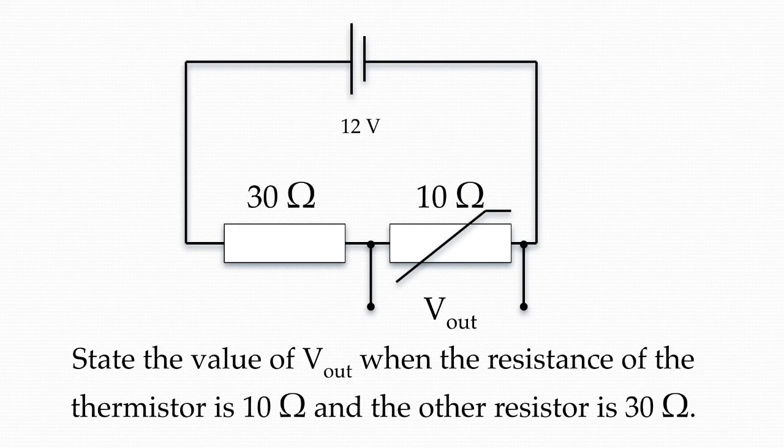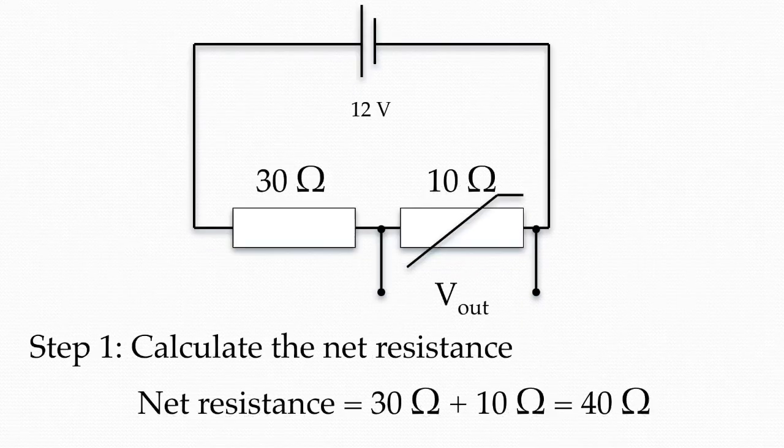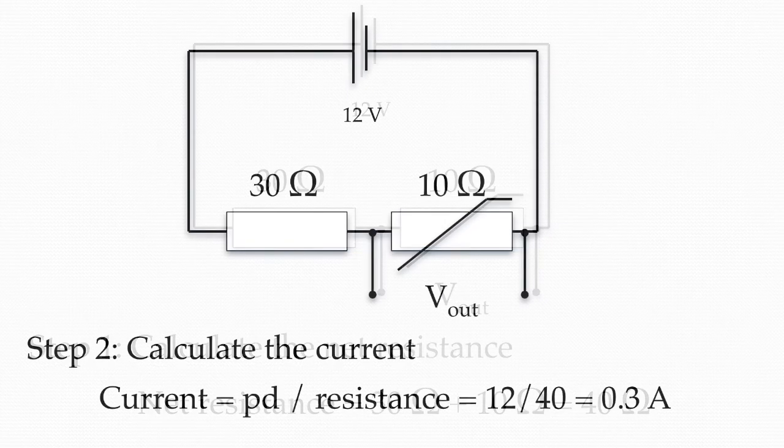In this question, you're asked to find V out when the resistance of the thermistor is only 10 ohms and the resistor is at 30 ohms. This is a problem that we could solve with ratios, but instead we're going to look at solving it through the equations. Our first step to solve this problem is to calculate the net resistance. For a series circuit, we simply add up all the resistance of all the components in the circuit, so 30 plus 10 gives us a resistance of 40 ohms.